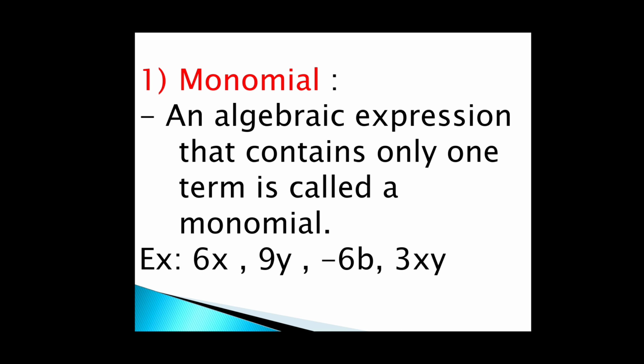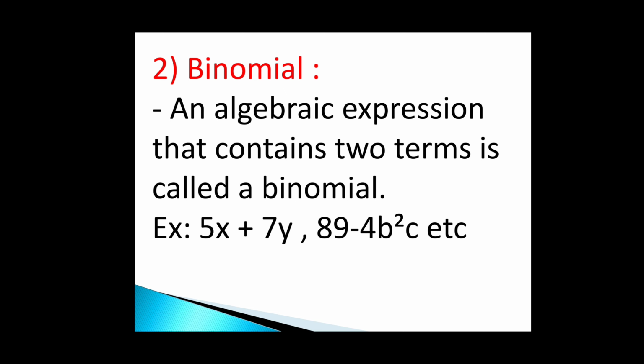9y, single term. Minus 6b, single. 3xy, again single. It does not have any sign to separate it, correct? If you may say, ma'am, minus 6b has a sign. Yes, but minus 6b is minus 6 into b. You don't have minus 6b minus 10b, right? If minus 6b minus 10b was there, then it would be the next type, the binomial. An algebraic expression that contains two terms is called a binomial.